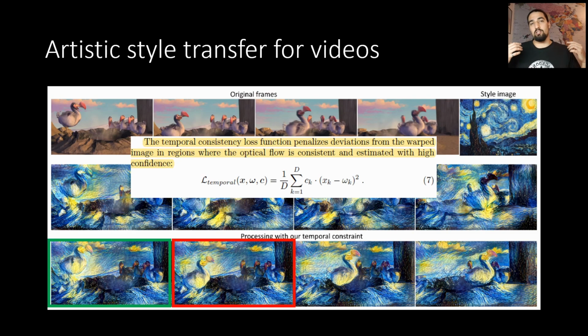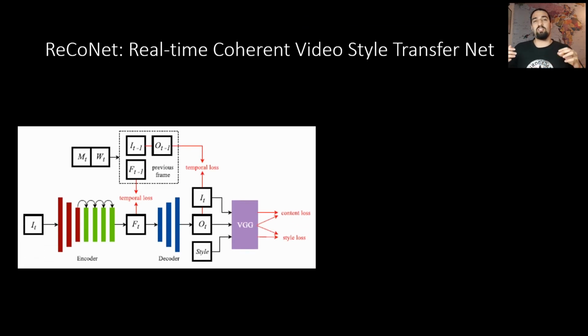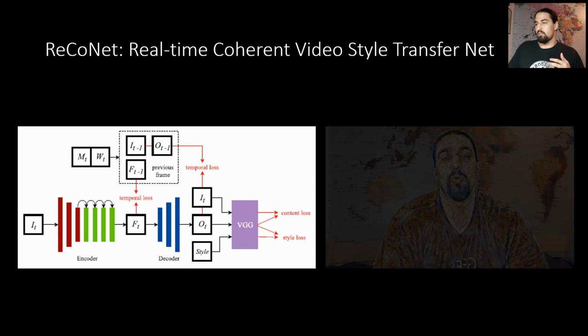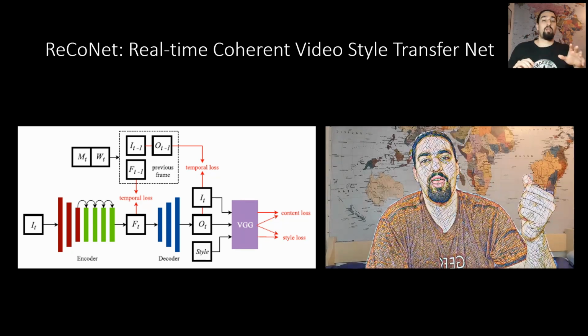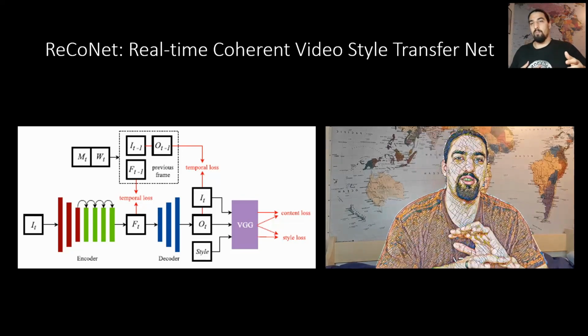This method used a slow optimization procedure, so needless to say it was painfully slow. And the follow-up work just did the same thing as for static images. It just transferred this problem into a feedforward network. I've actually used this very same model in the beginning of the series to create the very first clip. It's called ReCoNet, and this is the clip we created. So in the beginning it's temporally inconsistent, and it becomes temporally consistent and smooth.